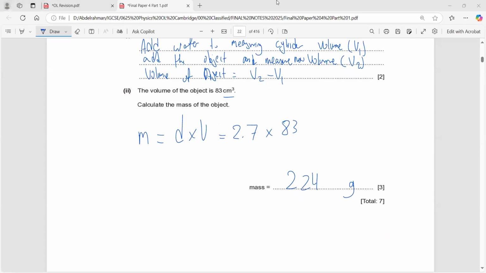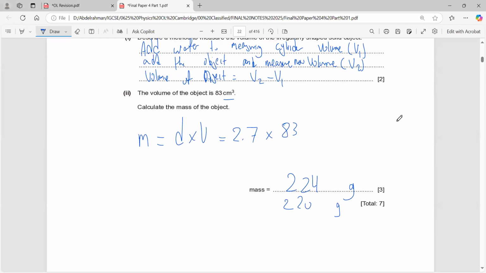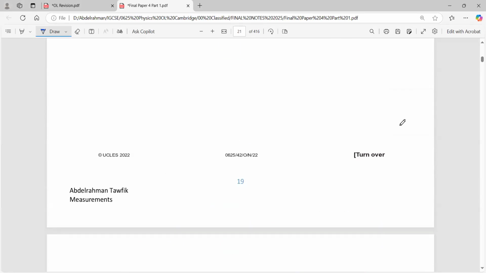Yes, 3 significant figures or 2 significant figures. Usually we write down either 3 or 2 significant figures. So here 224 is 3 significant figures. But sir, can I write it down as 220 grams? Okay, it would be acceptable because that is 2 significant figures. Okay, moving on to the question before it.